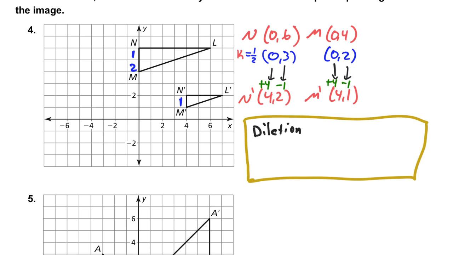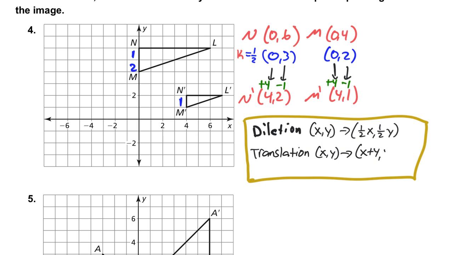So here's my final answer. First we had a dilation, and we could write it fancy. You can say k equals 1/2, or you could say x, y turned into 1/2 x, 1/2 y. And then we had a translation, and translation means we slide left, right, up or down. I take my x or y, and what we saw was we did x plus 4, and then y minus 1. There's my final answer.